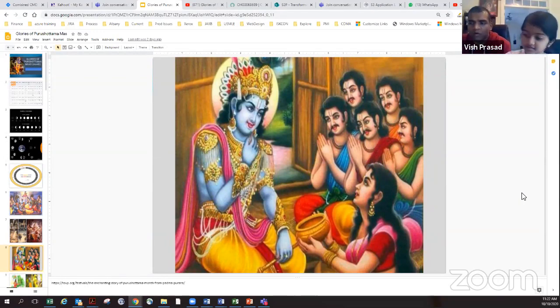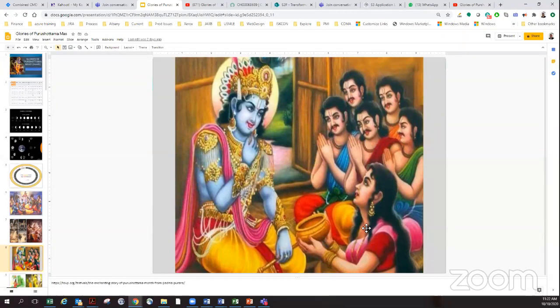So why is Draupadi going through all this misery? How was she humiliated in the court? Why did that happen? It was because in her previous life, she was the daughter of a sage called Medhavi.